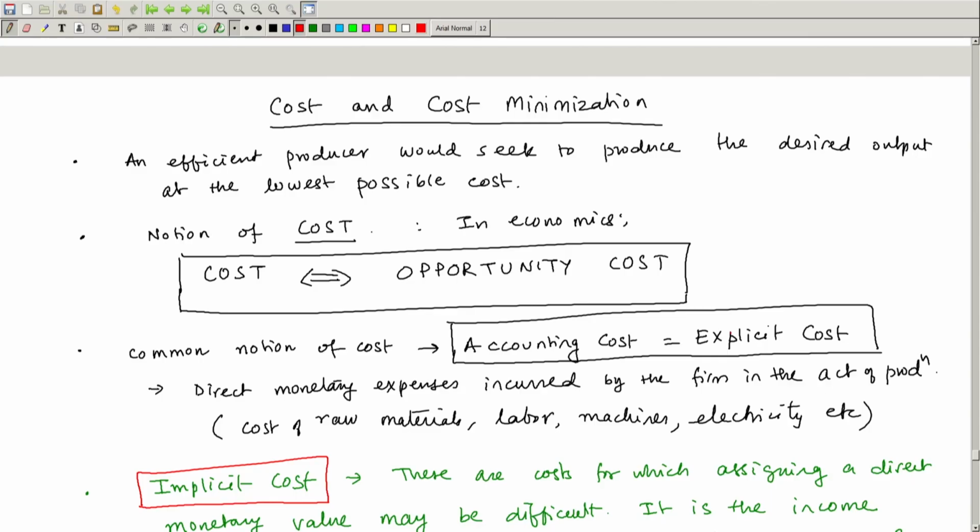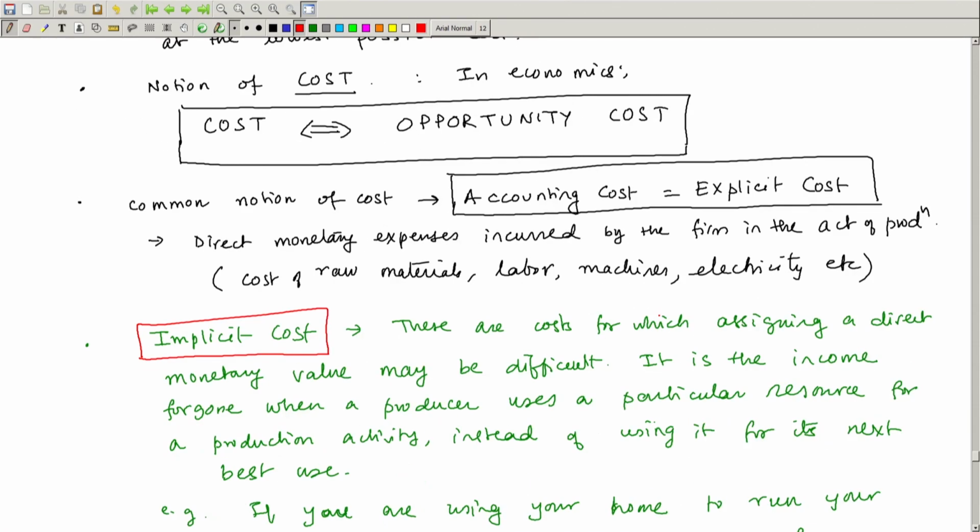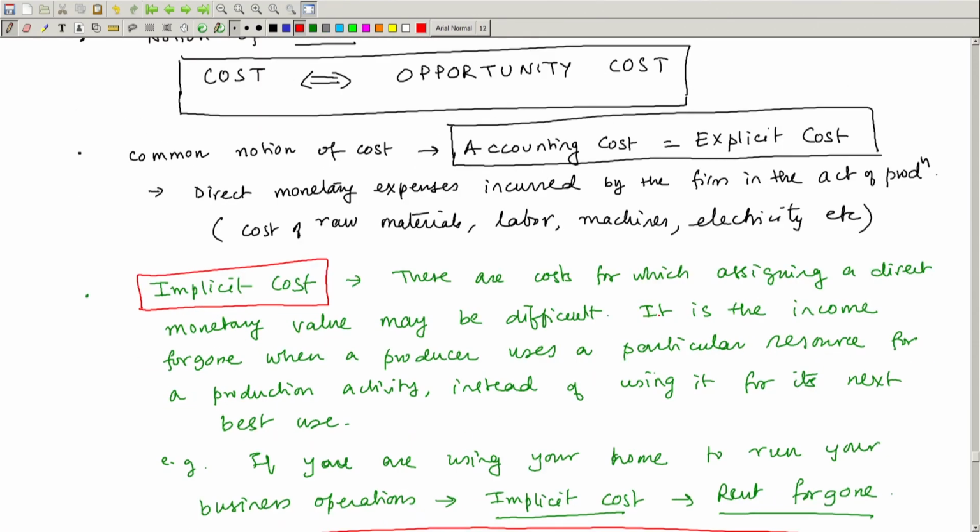We are discussing the concept of opportunity cost, and in our previous lecture we introduced this notion, right? And what was the motivation for introducing opportunity cost? Because we said that in economics, cost will always mean opportunity cost. The most common notion of cost is accounting cost or explicit costs. We said these are the costs for which you can assign a direct monetary value.